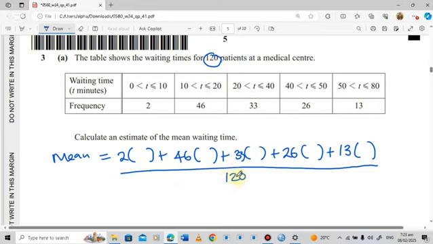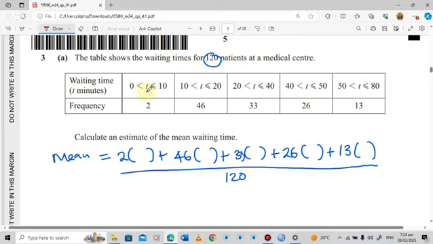So 120 there. All right, so at this point the question is, what are we going to put in the brackets? What we're going to put in the brackets here is the midpoint. So we need to find the midpoint of each class interval and then put it in these brackets according to their respective frequencies. So the midpoint is found by adding the lower limit and the upper limit, then divide by 2.